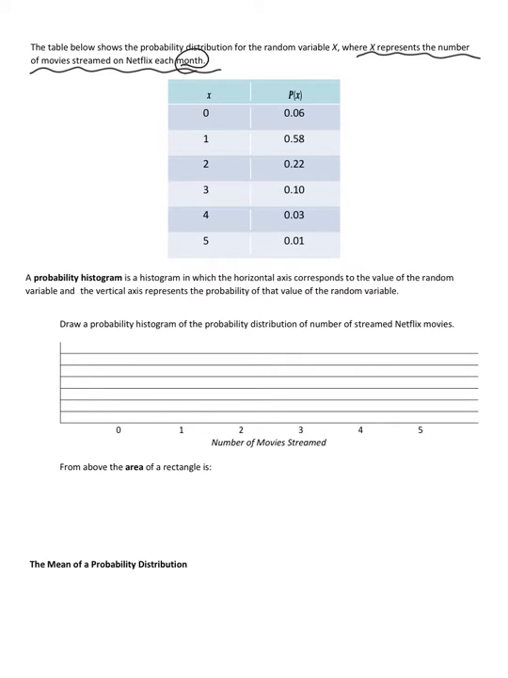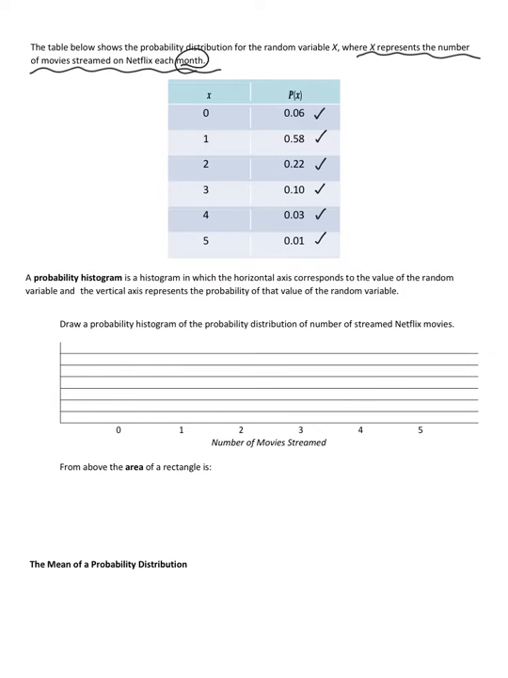So let's ask ourselves these questions. Is each probability between 0 and 1? Oh, well, we can just do a quick scan here, right? First one, 0.06. This will be the probability that someone will stream 0 movies a month, right? So 6% probability that the person streams 0 movies, right? Okay. And next one is 0.58, 58%, 0.22, sorry. 0.10, 0.03, 0.01. Good. They're all between 0 and 1. Perfect. No negative numbers. No numbers more than 1. Perfect.